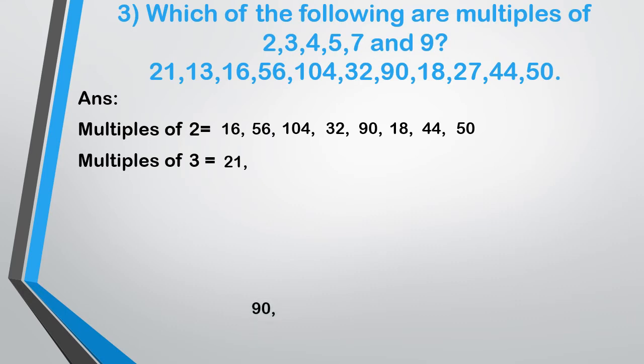56 no. Then 104 no. 32 no. 90 comes in 3 table, so 90 is a multiple of 3. Then 18 yes. Then 27. 3 6s are 18. 3 9s are 27. 44 and 50 no, they don't come in 3 table.